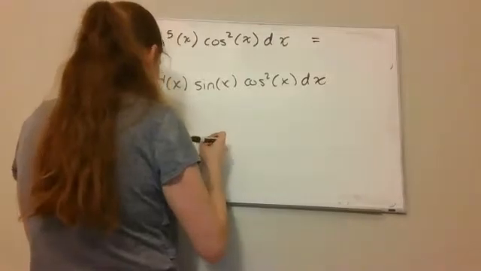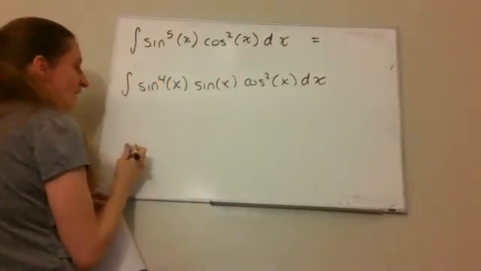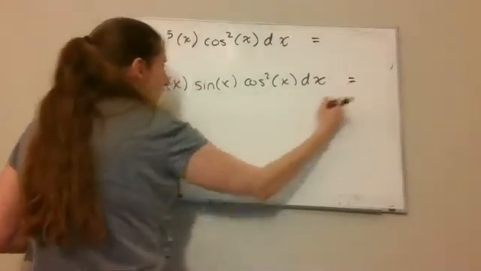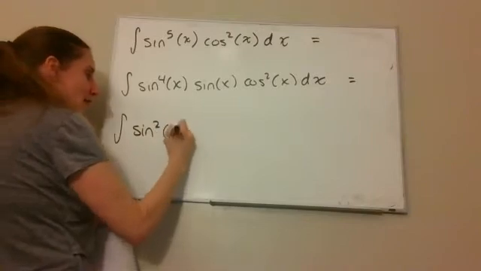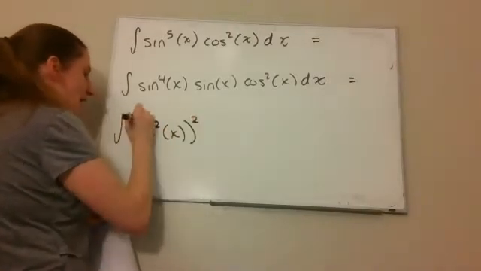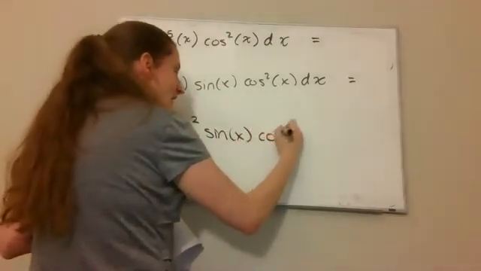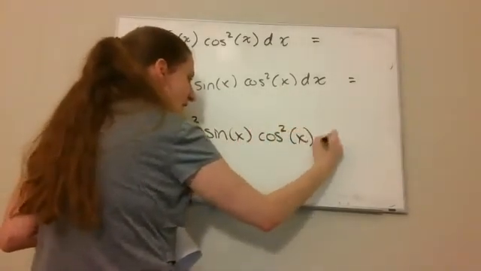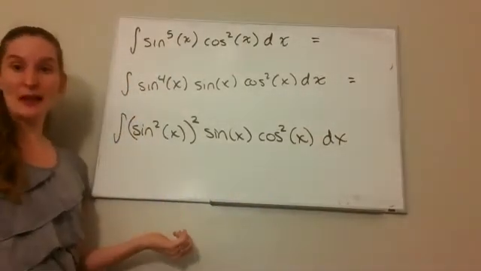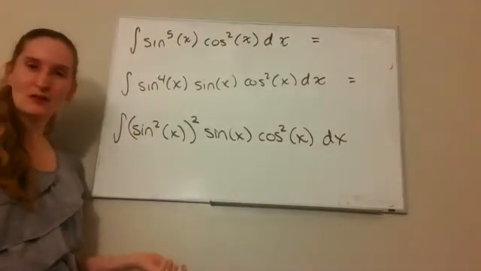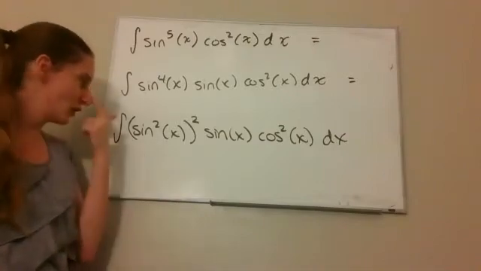And now this sine to the fourth, that's the same thing as sine squared squared. So I can write this as sine squared of x squared times sine of x cosine squared of x dx. And now I'll fully admit this looks terrible right now, but we're going to still use that same trig identity we used from the last problem and get this to look correct.